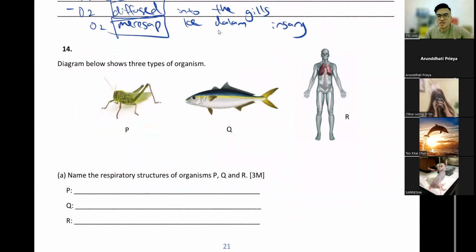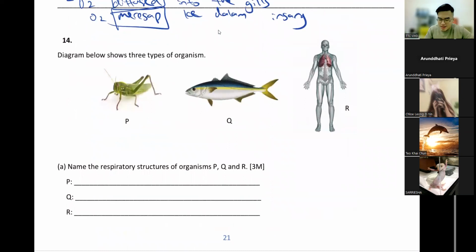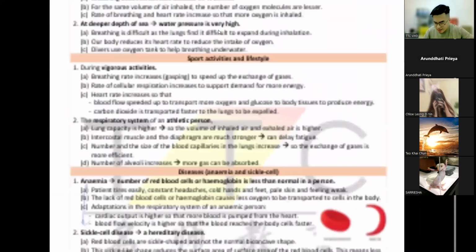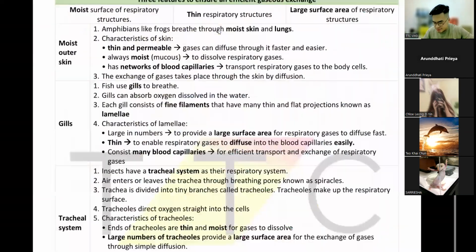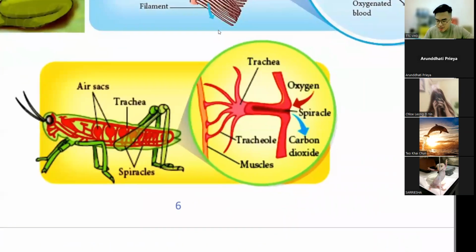What structure does a grasshopper use? Yes, that's your tracheal system. For BM, it's system trachea. Remember to put the word system because the whole thing is a system. Here, you see? This is a tracheal system. So this is your trachea, then your tracheal, and straight to the muscle. This is a system. Right?